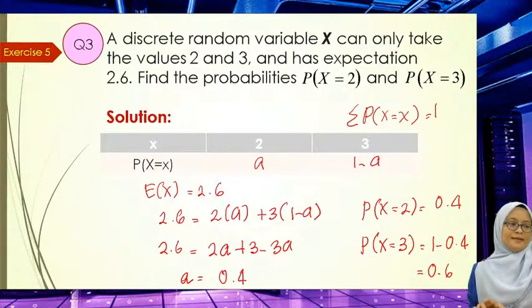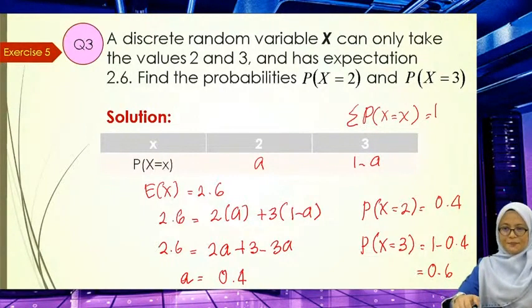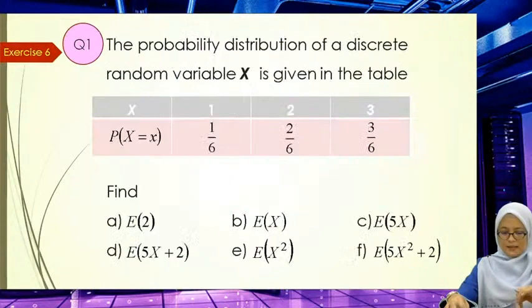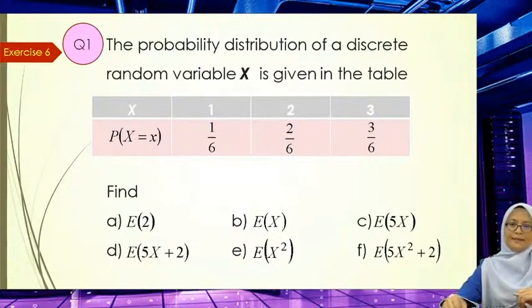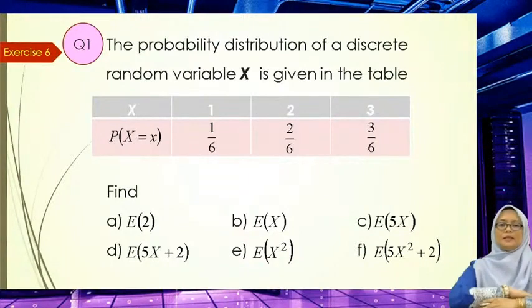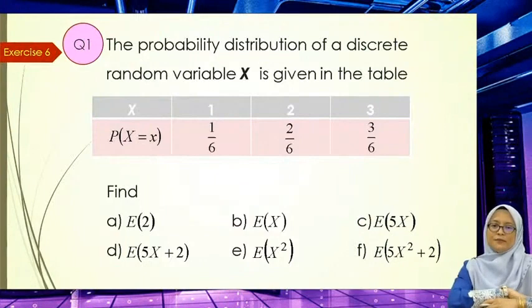Okay, good. Okay, dah ha? Okay, so then kita proceed. Okay, so now kita proceed for this question. Exercise 6, question 1. Okay, so probability distribution of a discrete is given in this table. So kita sekarang ni kita nak cari all the expectation based on different function.